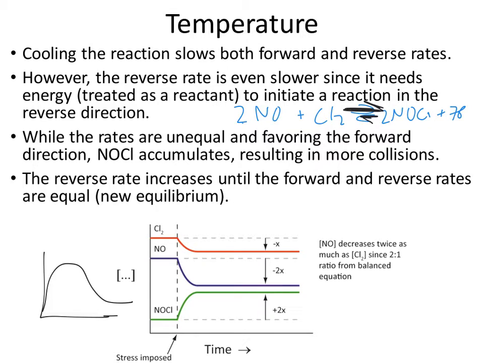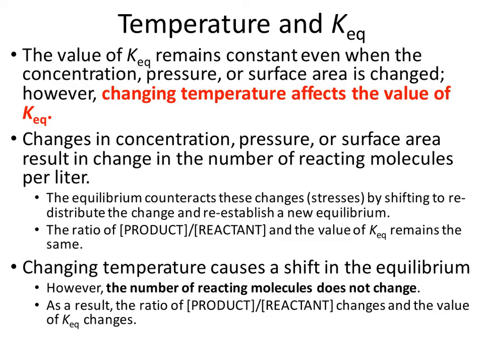Now, because of this, we actually change our K equilibrium value. And this is why temperature is the only one that actually changes this. It's this unequal distribution of the rates. So again, temperature is the only thing that will actually change the value of KEQ. The reason is that when you change this, you're not changing the number of molecules that are reacting. When we increase concentration, for example, we're increasing moles. Or if we decrease volume to increase pressure, we're increasing the moles relatively compared to what we had before.